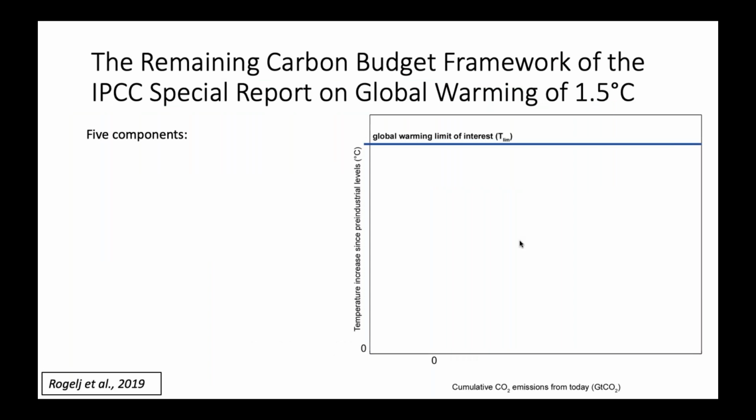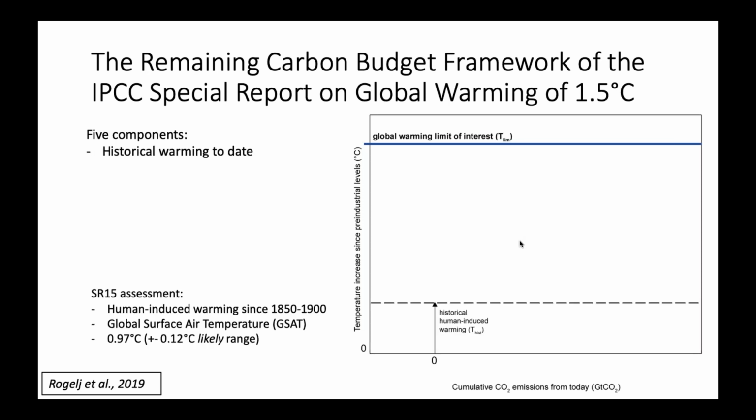So I've got some slides here courtesy of Joeri Rogelj and his paper from 2019. But this is the decomposition they used in the special report to split carbon budgets into 5 distinct components. So imagine you've got a global warming target, say 2 degrees or 1.5. First thing you need to do is understand where we are at the moment. So you need some estimate of the warming to date.